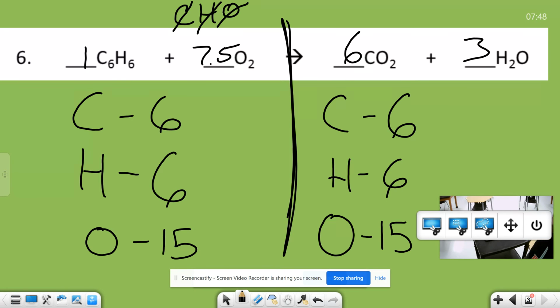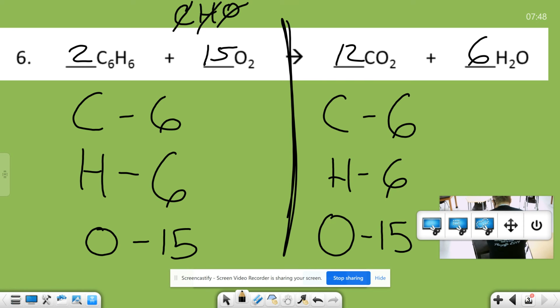So I could say that this is done, but the issue is this is not a whole number, right? So what can we do to make this a whole number? Yeah, so let's do that. Let's double everything. 2, 15, 12, 6. So there we go. There's our lowest whole number ratios. Everything is a whole number, no decimals. We've got that. That's finished.